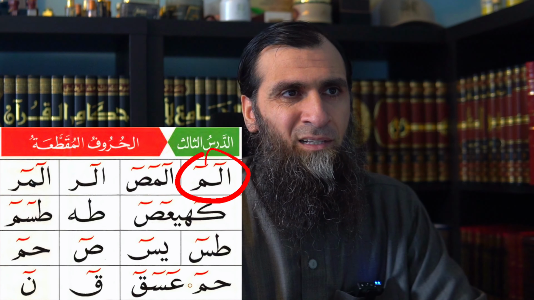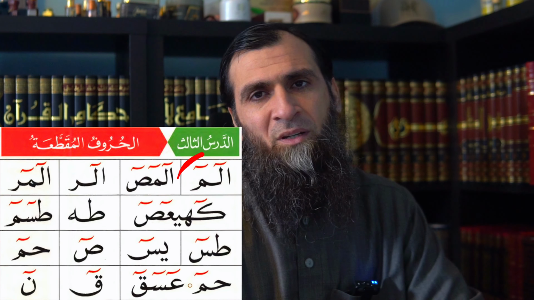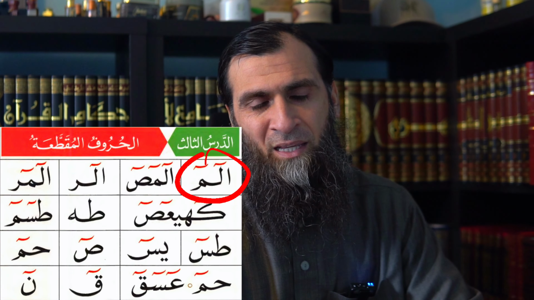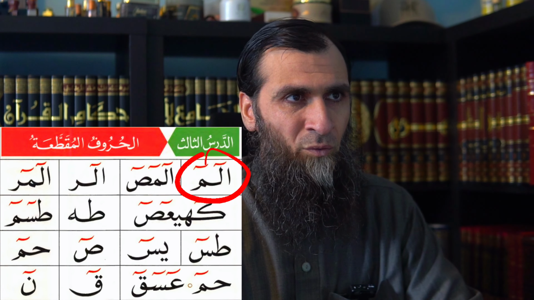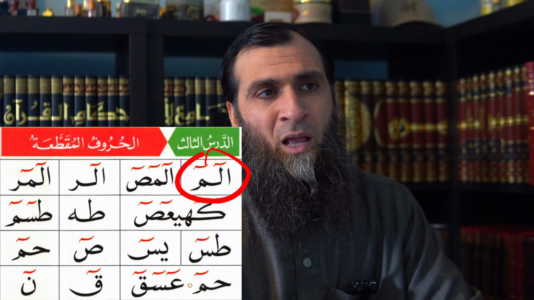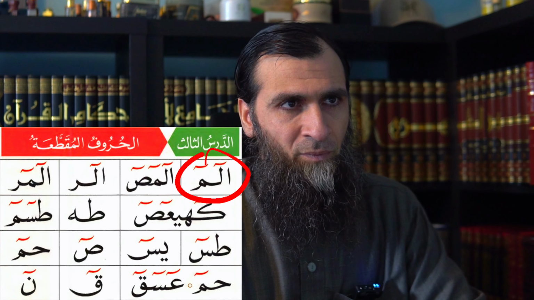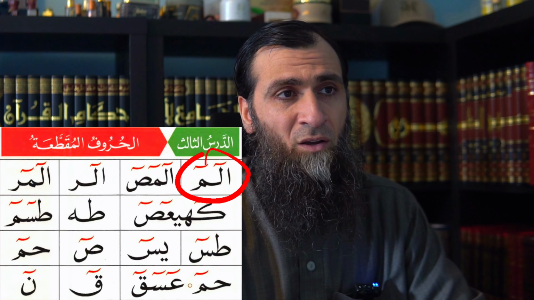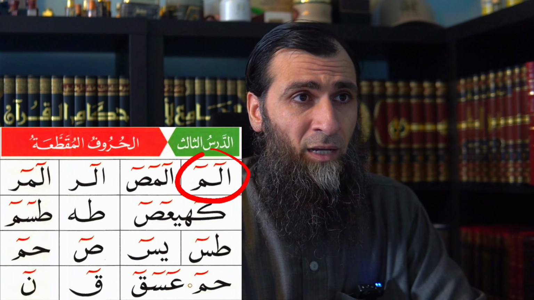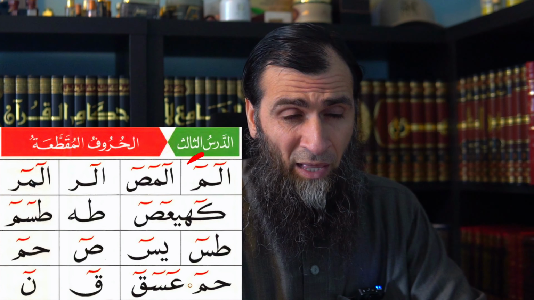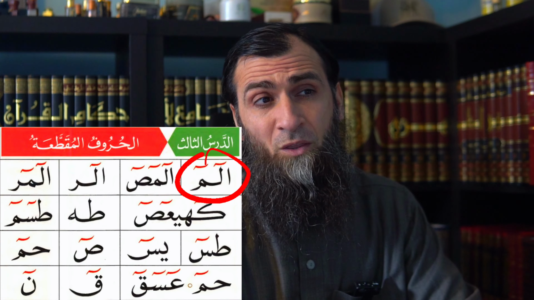A haraka is the period of time it takes you to pronounce a short vowel: fatha, kasra, dhamma, which we're going to cover in lesson 4. A haraka is equivalent to half a second. So we mentioned 6 harakat long, 6 vowel counts long, which would be equivalent to about 3 seconds.